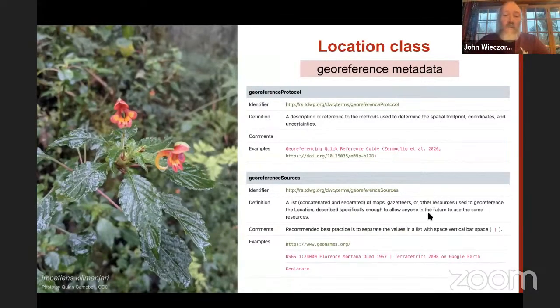The sources may vary. We might be using Google Maps or Google Earth or Geolocate or GeoPick. Those are all possible sources for information, and oftentimes we're going to be using more than one. If we do, then we want to list them all and separate them with this pattern of space, vertical bar, space.